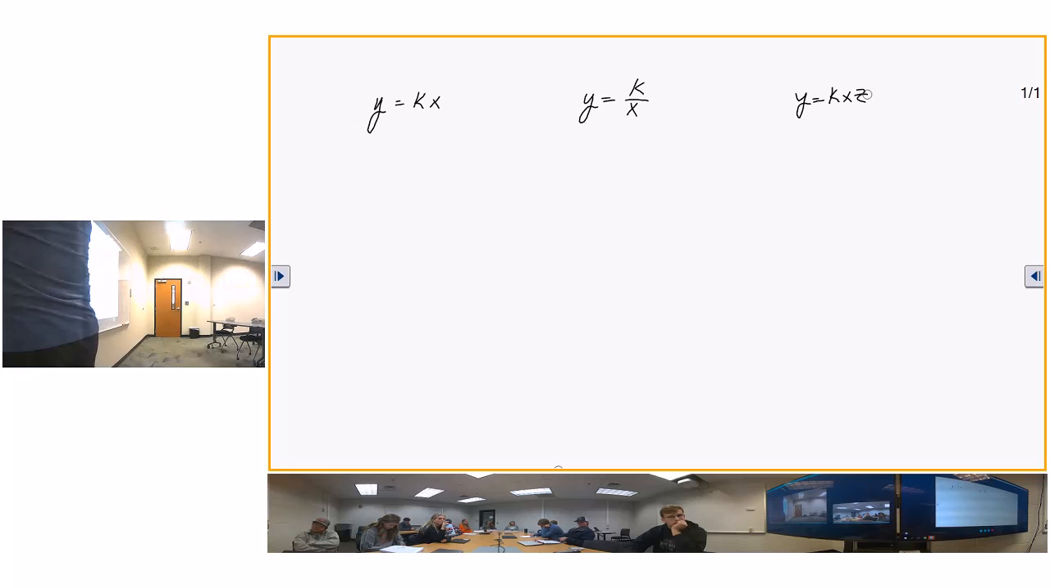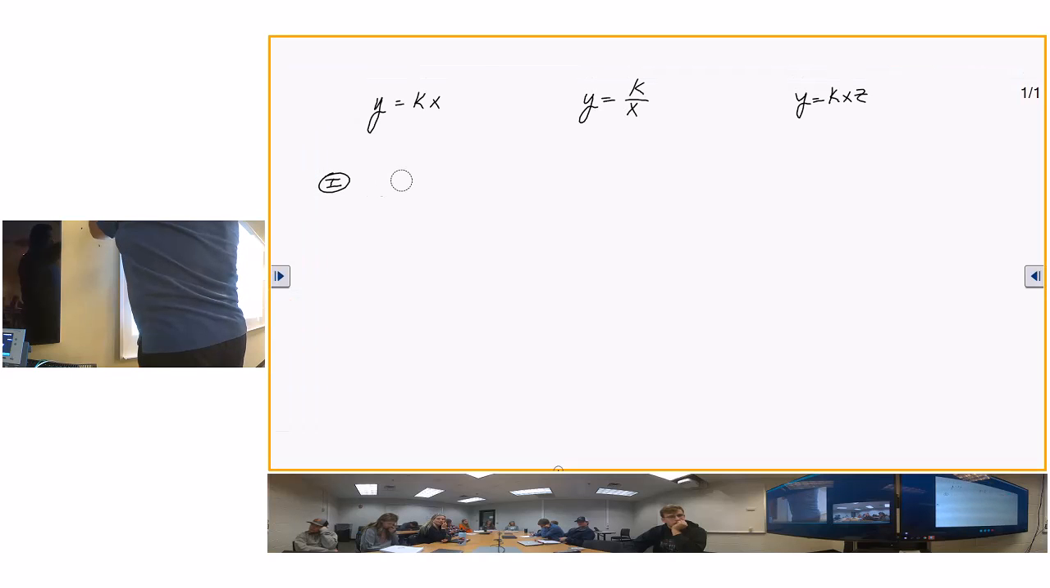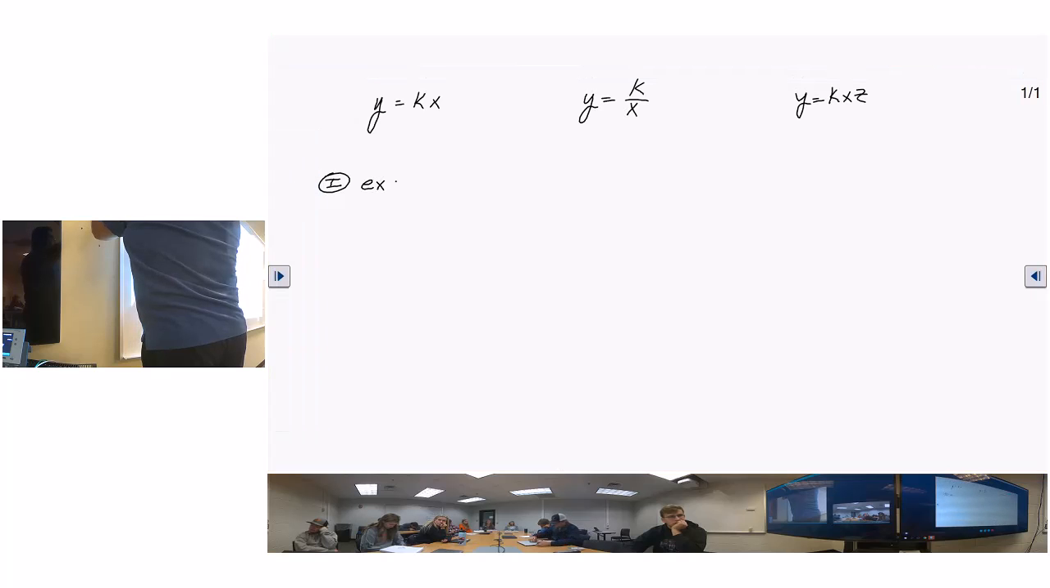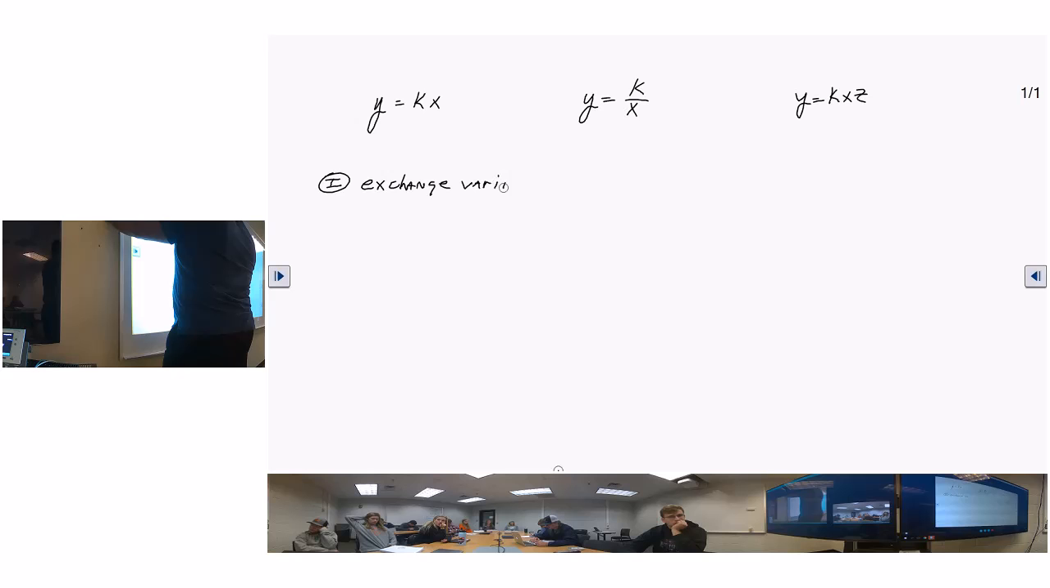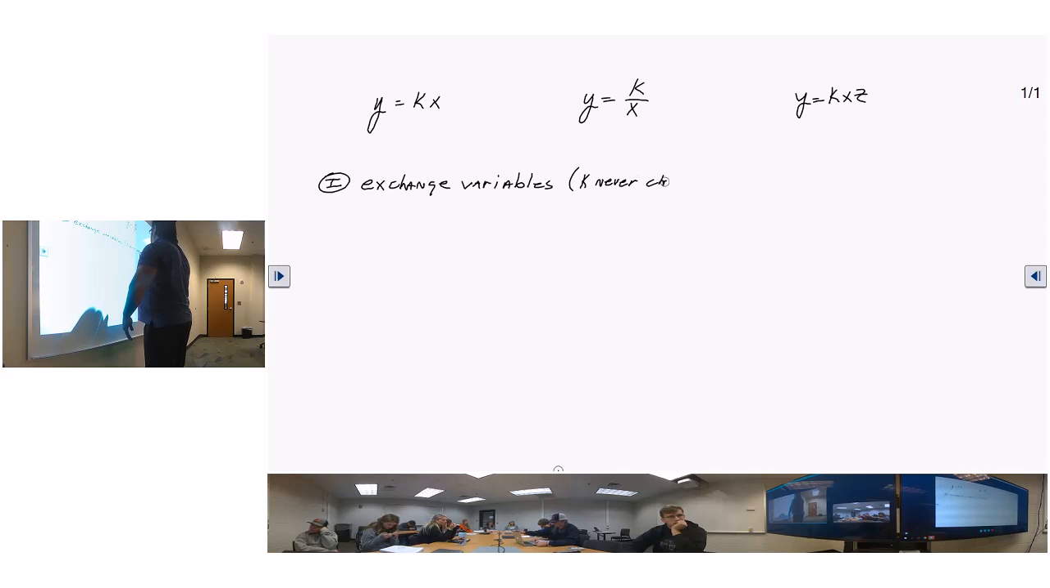The first type is to exchange variables. I always spell variables and it doesn't look right. K never changes. Why does K never change? Because it is called a what?